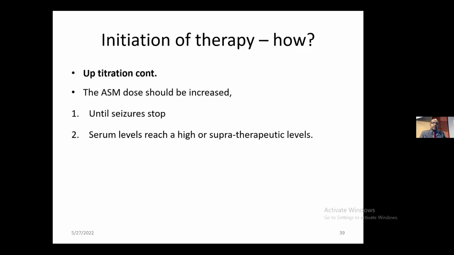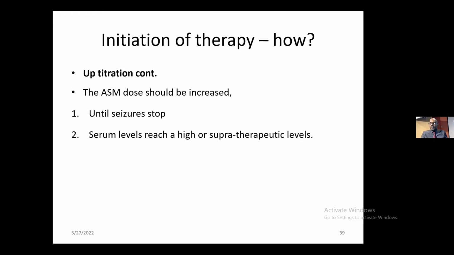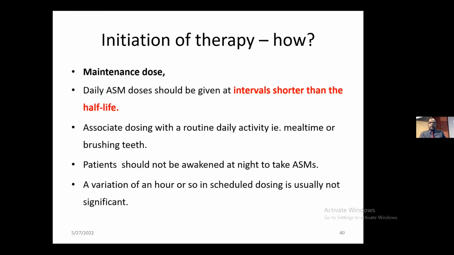And the anti-seizure medication dose should be increased till the seizures stop or the serum levels reach higher supratherapeutic levels. So it's very difficult for us to get the serum levels here in Sri Lanka, but not impossible, I would say. And the daily anti-seizure medication doses should be given at intervals shorter than the half-life due to obvious reasons.